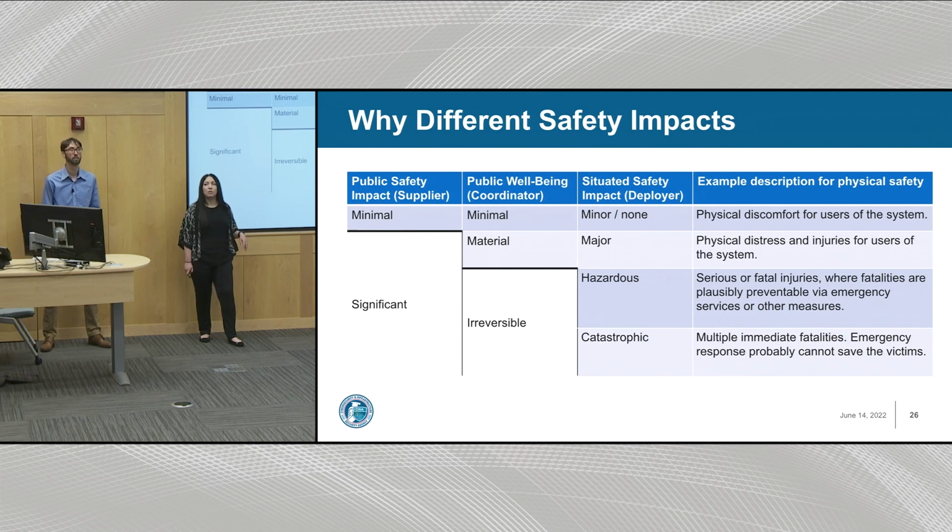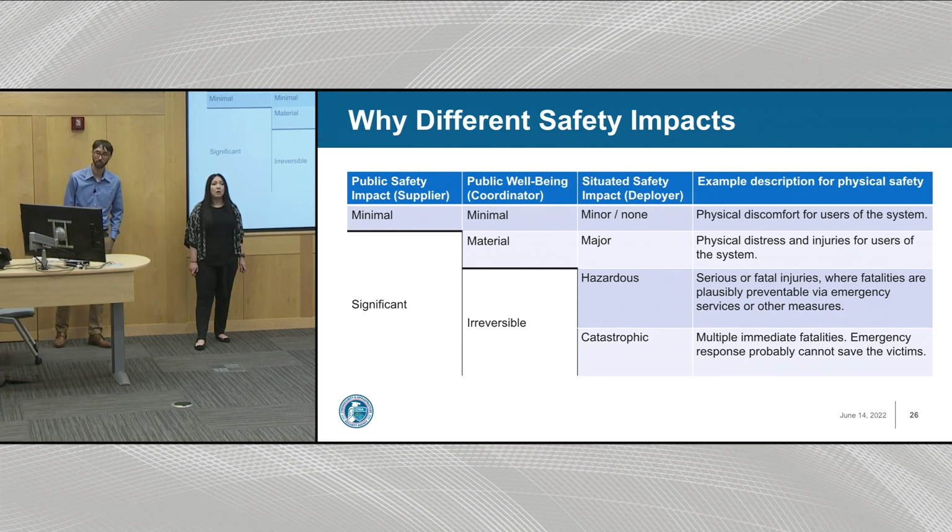However, the trees do not evaluate these impacts equally. The deployer has the most categorizations to evaluate physical safety, ranging from none, minor, to catastrophic. The SSVC tree evaluates public well-being using 3 categorizations of minimal, material, and irreversible. And supplier evaluates whether there is minimal or significant impact to public safety based on exploitation of their product.